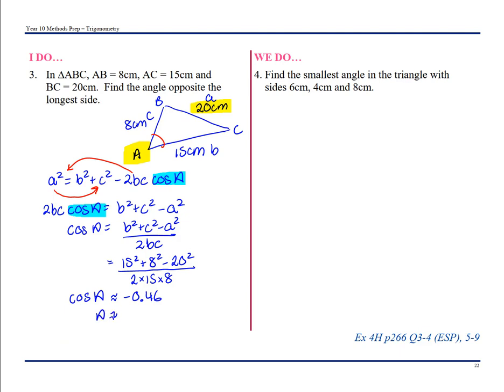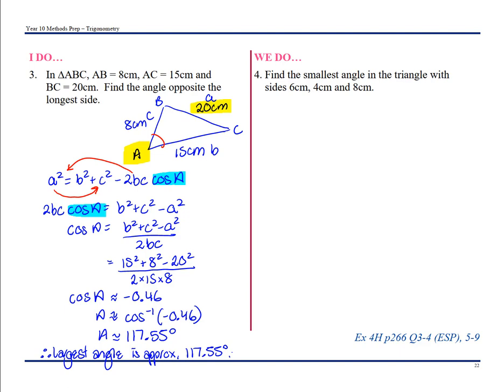Now I need A, so A is going to be inverse cos of negative 0.46. When you go to your calculator, use that answer button, so inverse cos answer, and you get, as I said to you, an obtuse angle. It's 117.55 degrees. So therefore, largest angle is approximately 117.55 degrees. Largest angle is always opposite the largest side. Now what I want you to do is have a go at the next one. So pause the video, have a go.